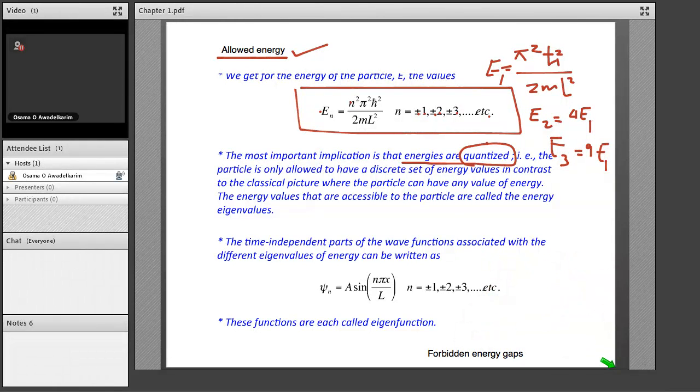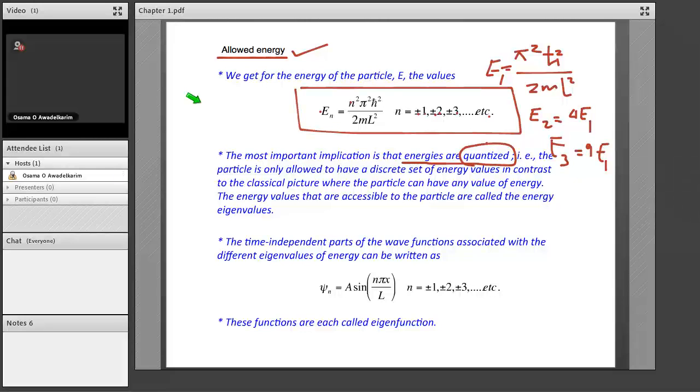And as I told you at the beginning, we believe quantum mechanics when it comes to these very small particles. So the energy of the particle is quantized and it has discrete energy states. You see now the term I'm using, discrete. Discrete meaning separated from one another. They are not continuous. In classical mechanics, they are continuous.